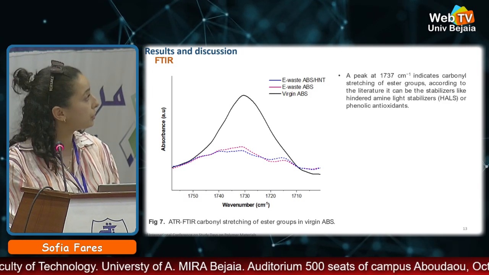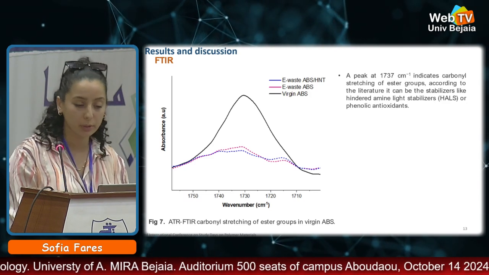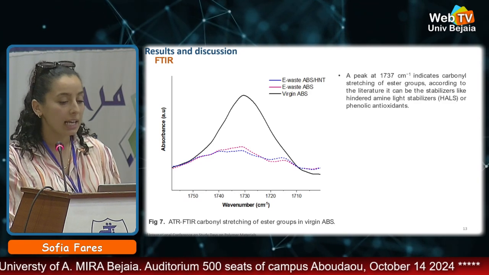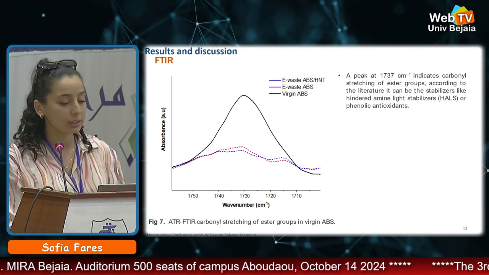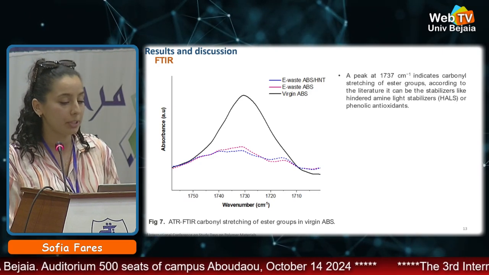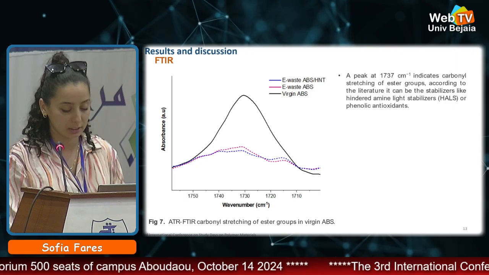However, there are some differences. The virgin ABS exhibits a peak at 1737, indicating a carbonyl stretching of ester groups. According to the literature, it can be a stabilizer like HALS or phenolic antioxidants.